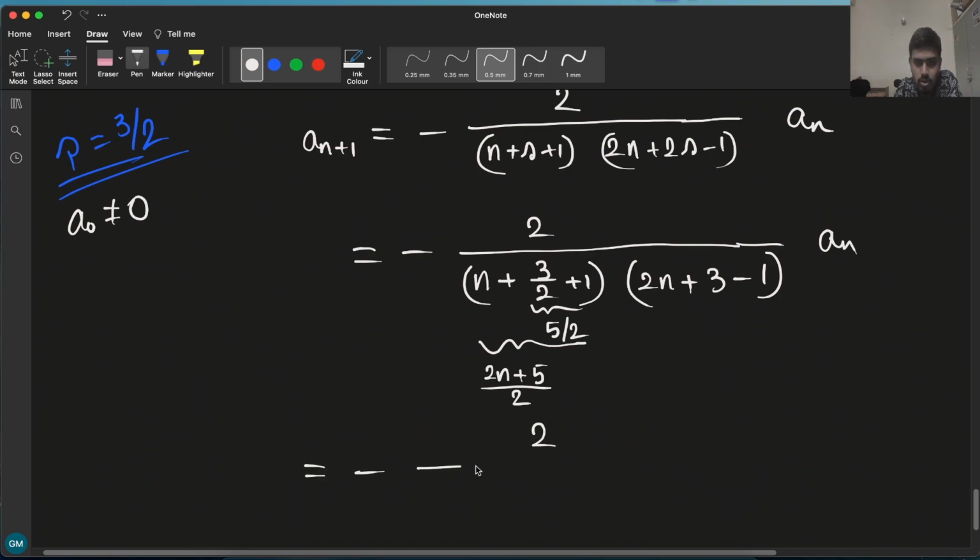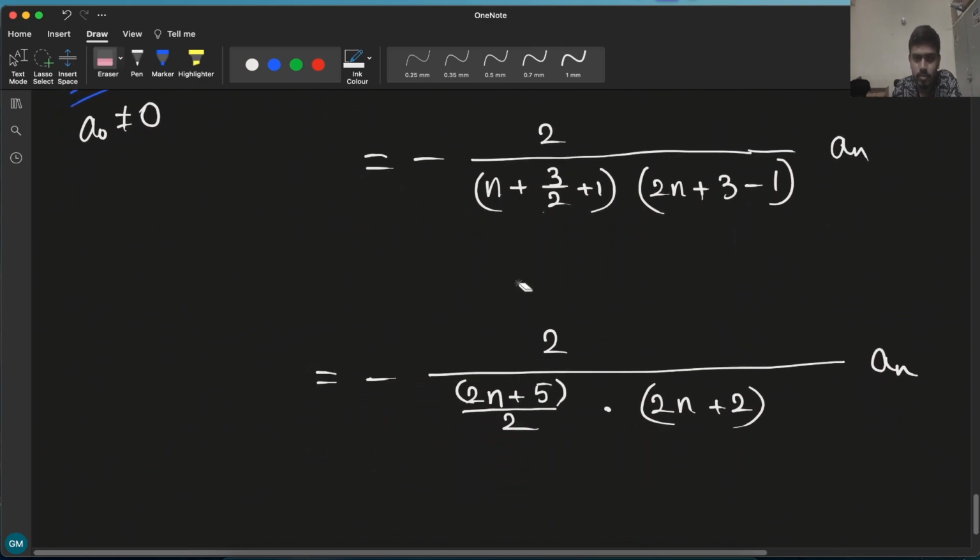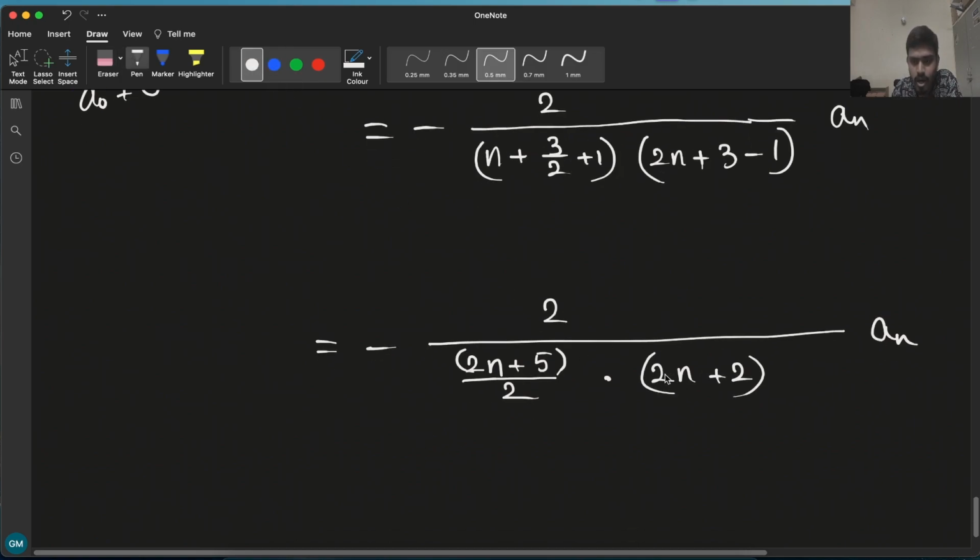So 2n plus 5 divided by 2 times 2n plus 2. So this 3 minus 1 is 2. Okay, so I am writing 2n plus 2 times an. Okay, I'm writing all these things. Okay, so now I can take this 2 common from this term. So if I take this 2 common, then it will be n plus 1 times 2, and this 2 cancels.